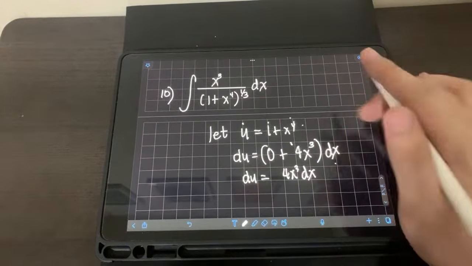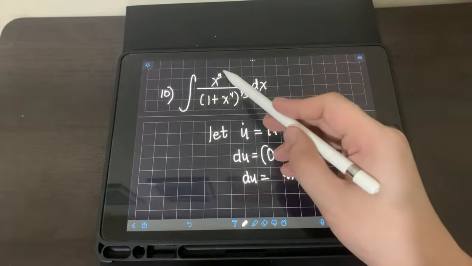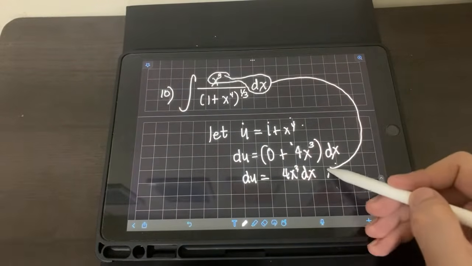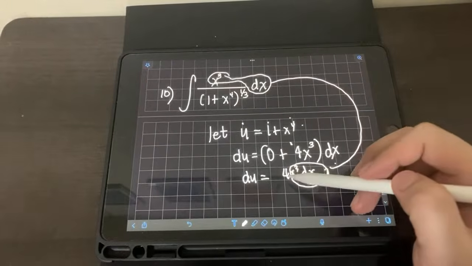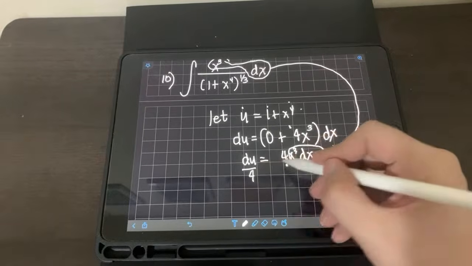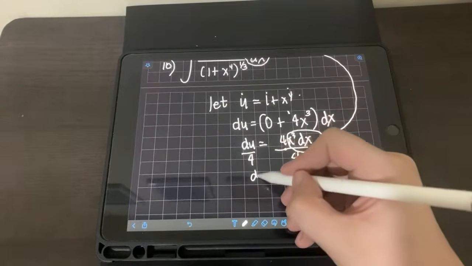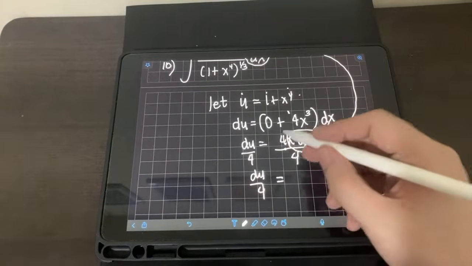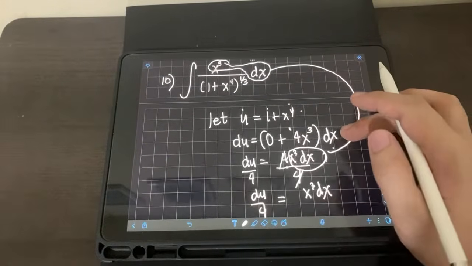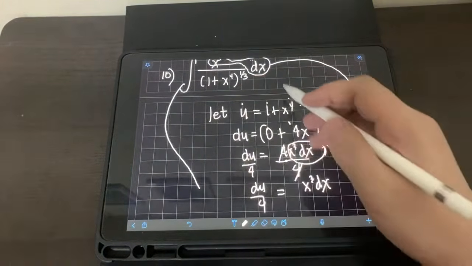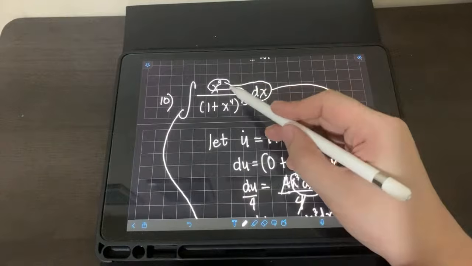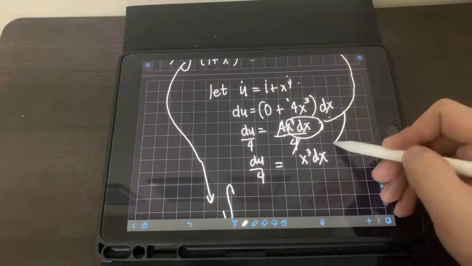Okay? Now, if you look at the original integral, you have x cubed dx, right? So, we produced that here. Here it is. Okay? We just don't want the 4 because there is no 4 in our original integral. So, we just divide both sides by 4 to eliminate it. So, it becomes du over 4 is equal to, so cancel, x cubed dx. Okay, so now we can substitute.